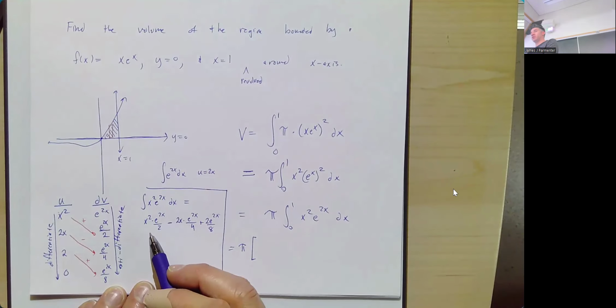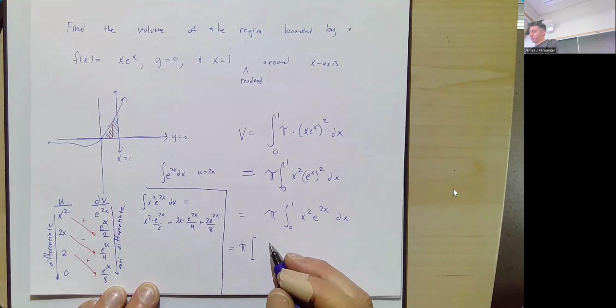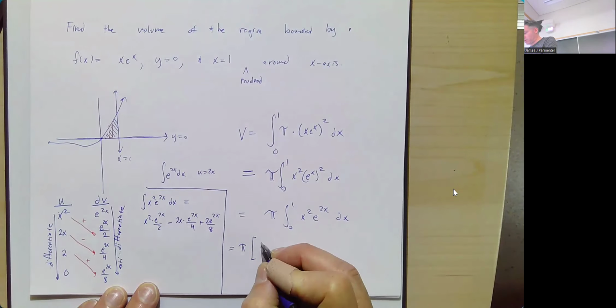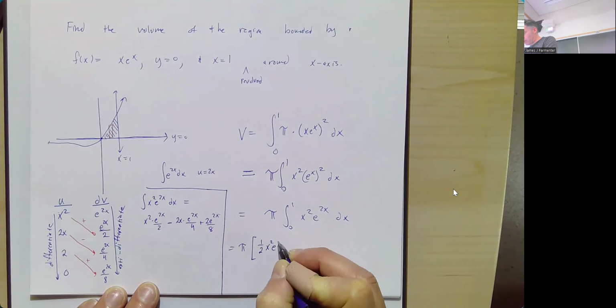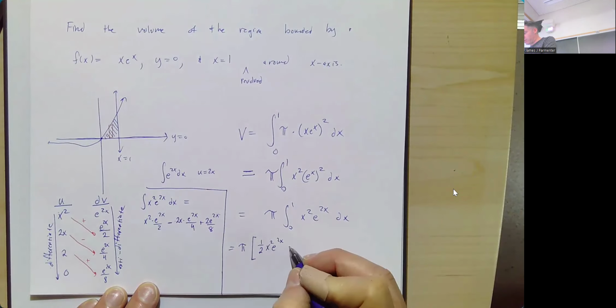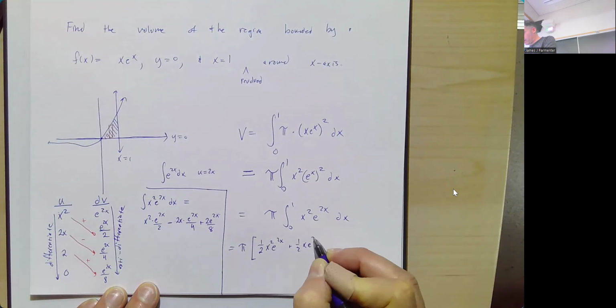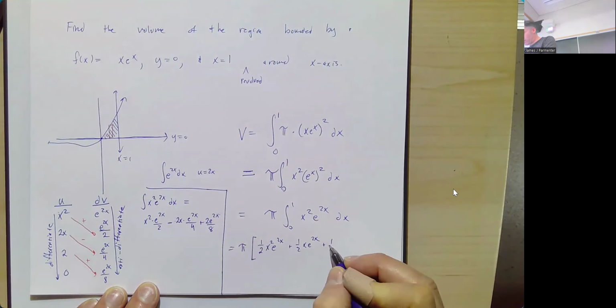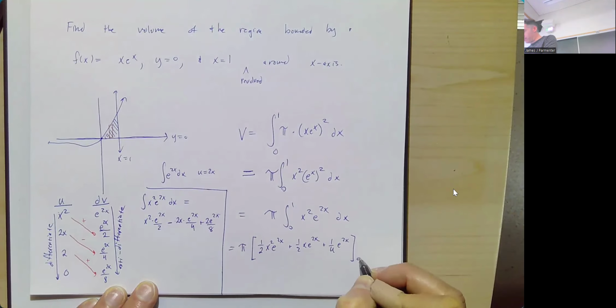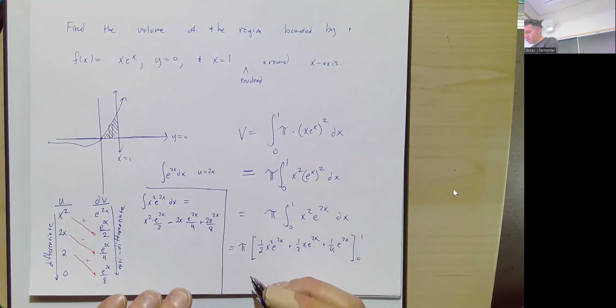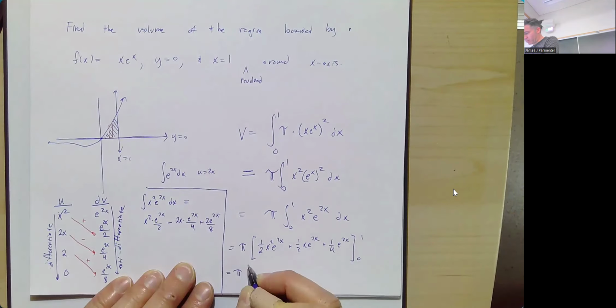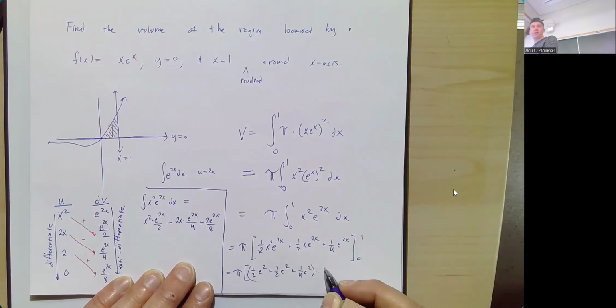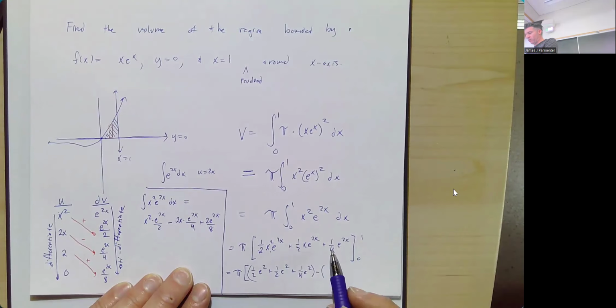Let's do a little bit of simplification here. Yeah, there's a lot of simplification we could do to make our lives easier if we really want to. Well, let's not do all that. 1/2 x squared e to the 2x. 2 times 1/4 is 1/2 x e to the 2x, and 2/8 is 1/4 e to the 2x. From 0 to 1. And then we plug in the 1, and we get pi times 1/2 times 1 squared times e squared plus 1/2 times 1 times e squared plus 1/4 times e squared, minus, and then we plug in 0, and we get 0 plus 0 plus 1/4 times e to the 0, which is 1.